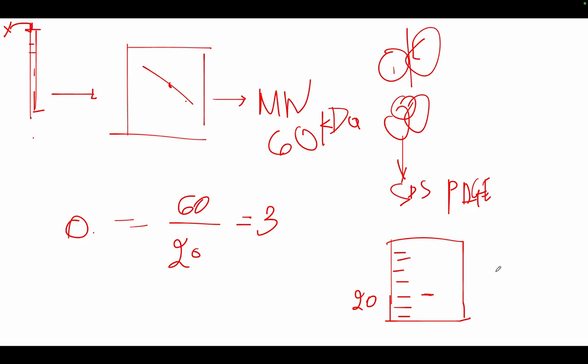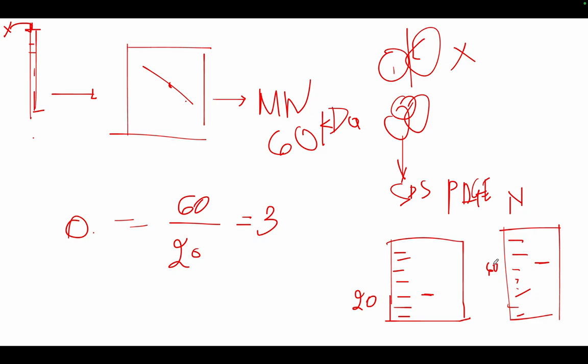Another way to do this, if you don't want to do SEC, is to run a native PAGE. If you just want to find the oligomeric mass, you can run a native PAGE, where this band should come somewhere around 60. Since we are not using SDS, the subunit interactions will stay intact, and so we can estimate the approximate native mass of the protein.